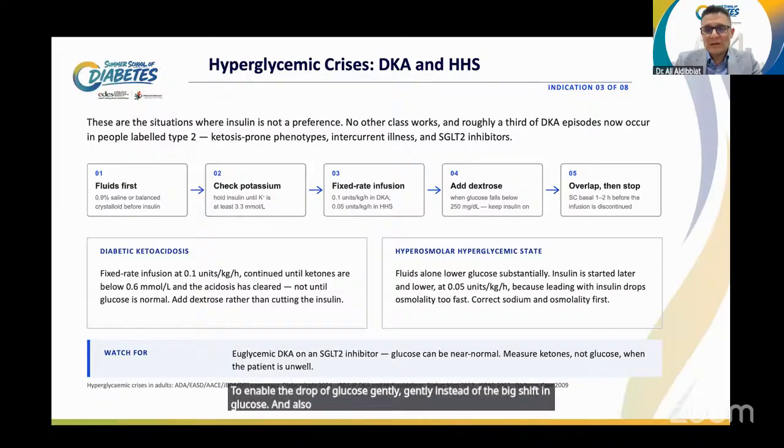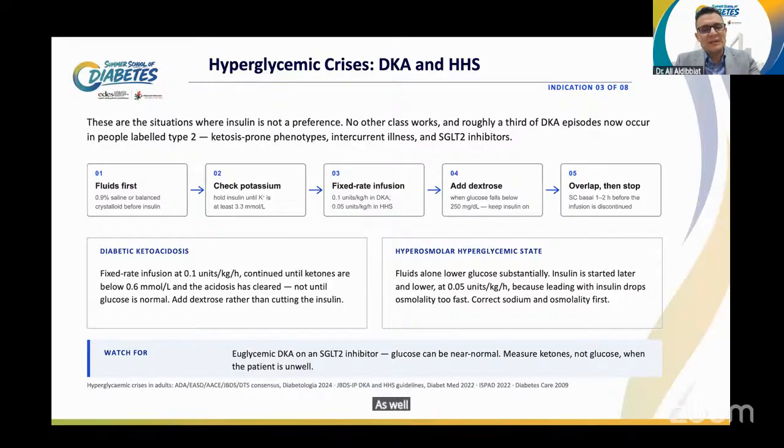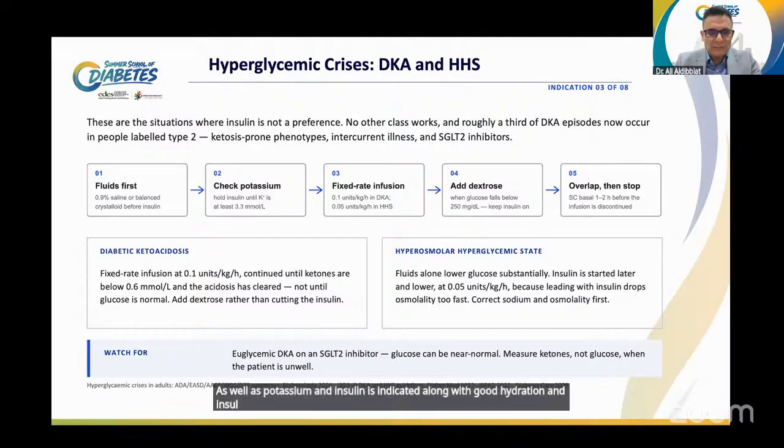And also, we need to be careful with the euglycemic DKA, especially with the wide use of SGLT2 inhibitors. These amazing medications that are saving hearts and kidneys and enabling patients to live longer and healthier sometimes are associated with the euglycemic diabetic ketoacidosis. In those cases, we need to be very careful on how to manage it, following the local protocols in your hospitals and ICUs, where a glucose supplementation at the outset, as well as potassium and insulin, is indicated along with good hydration and insulin infusion.